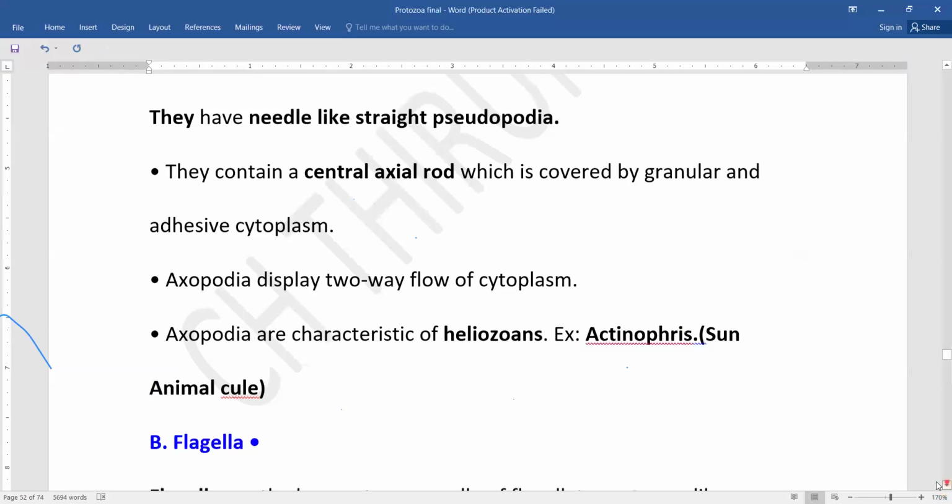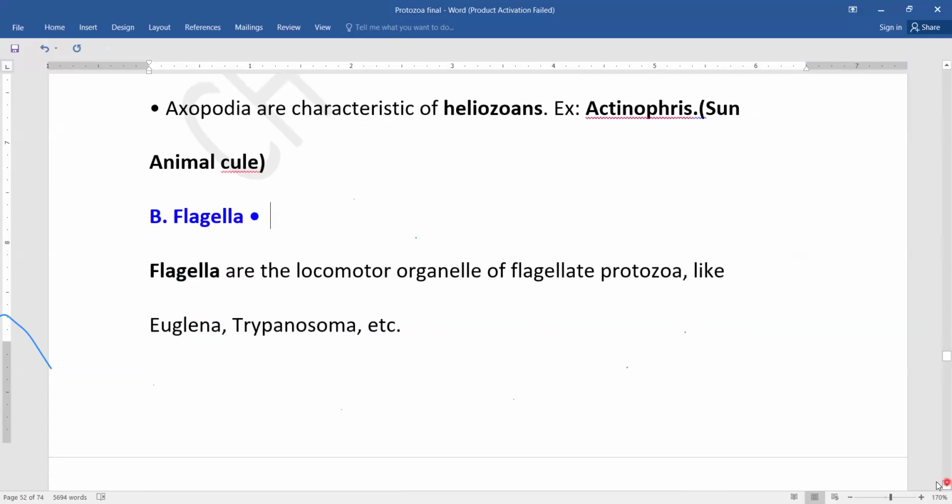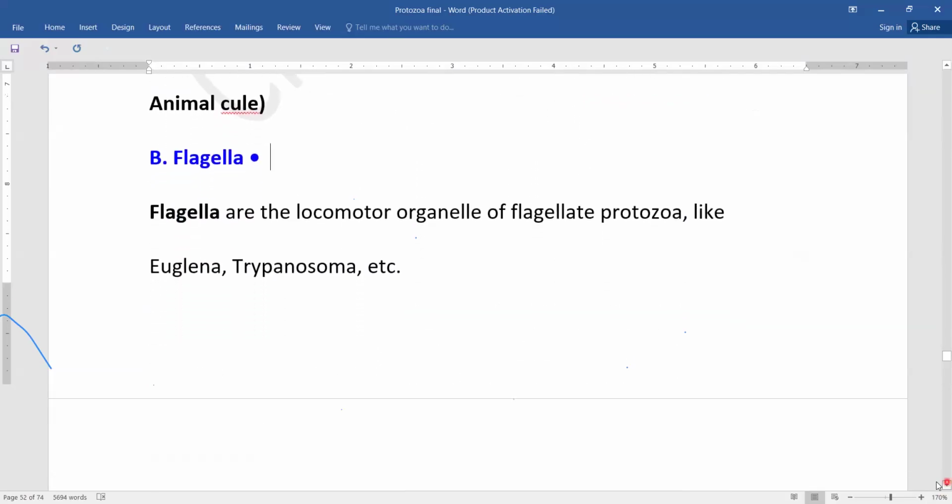And then flagella. So pseudopodia is over. Now flagella. Flagella are locomotory organelles of flagellate protozoa. Flagellata, that means Phytoflagellata and Zooflagellata. These protozoans contain the locomotory organs, the flagella. Examples, Euglena and Trypanosoma we have seen. This is a phytoflagellate, this is a zooflagellate.